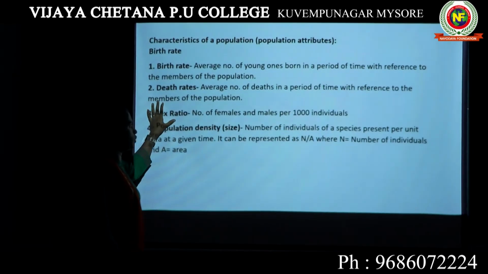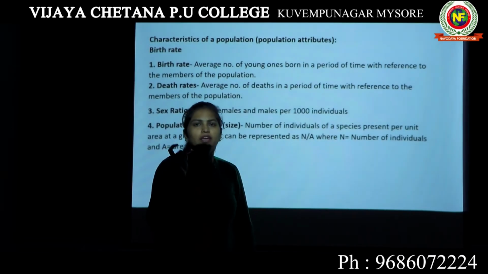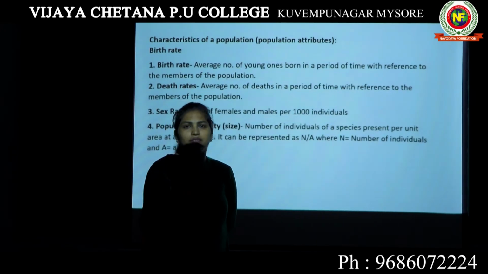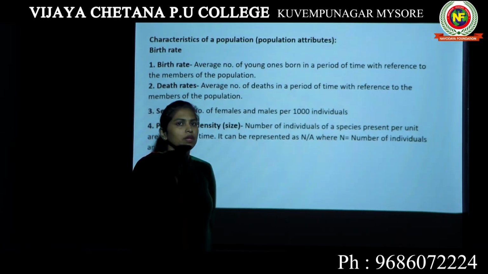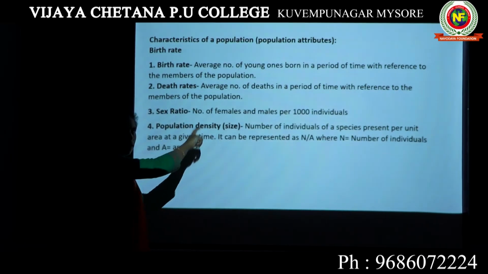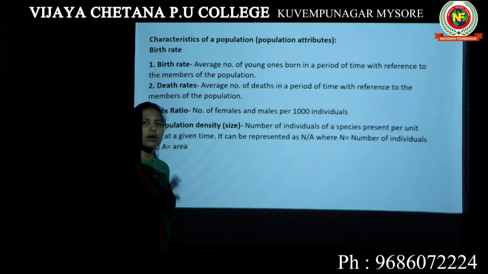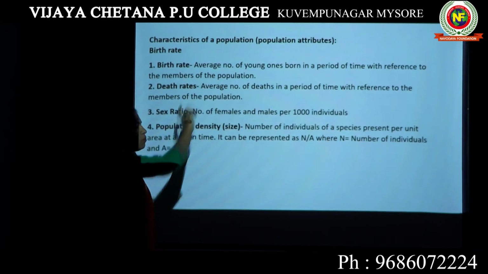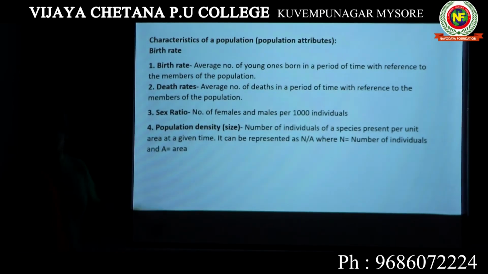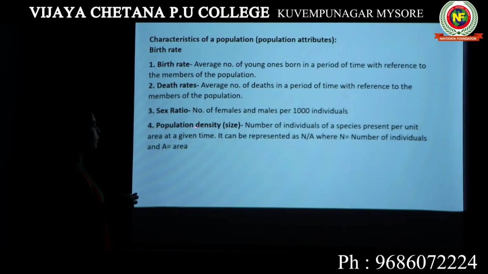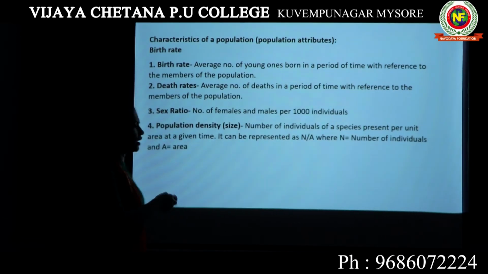So this sex ratio is also an attribute specially meant for a population. If we are taking only one individual, we can either say that individual is a male or female. We do not have to use the term sex ratio, isn't it? But sex ratio is the term which we use only when we are referring to a population. So this also becomes a population attribute. The last one is population density. This can also be known as population size.